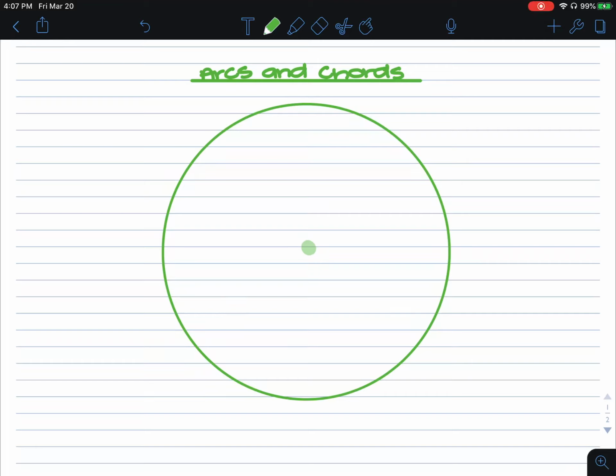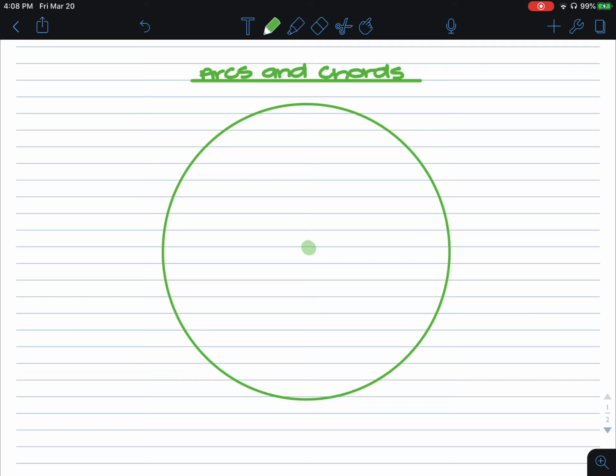All right, let's have a recap of 11.4. In 11.4, we talked about arcs and chords. Again, arcs, we have a minor and a major. Chords, we know, are just segments within a circle that do not go through the center, but touch the edge of the circle at 2 points. So in 11.4, we talked about how arcs and chords relate.